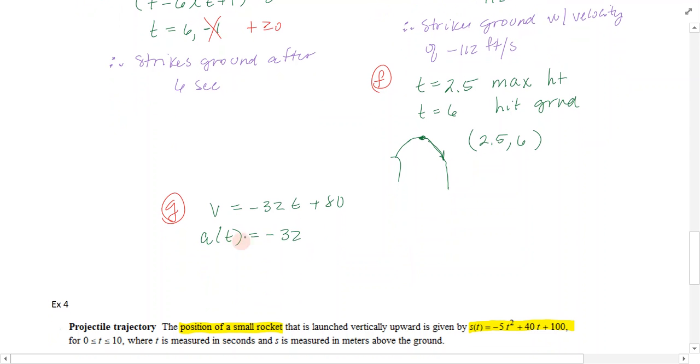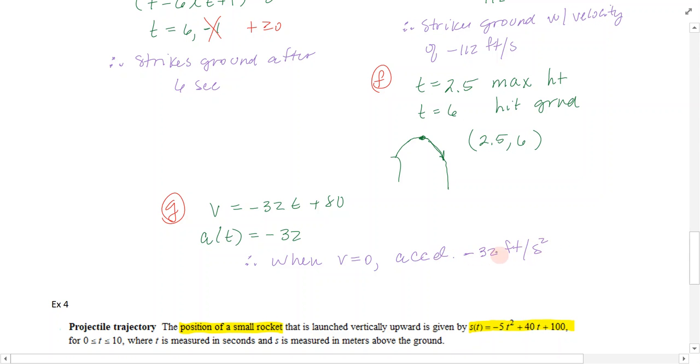And we can see that it is a constant. There is no variable in here. So when velocity is equal to 0, the acceleration is still going to be negative 32 feet per second squared.